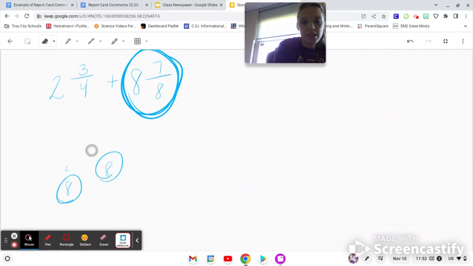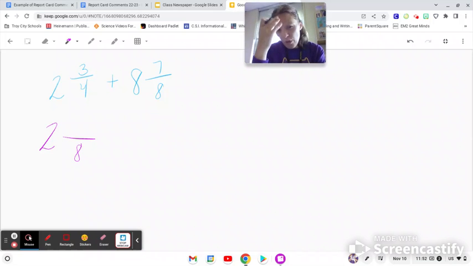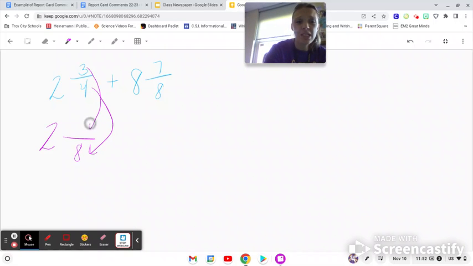So let me just erase this really quick. All right, let's rename my fourths as eighths. So I'm going to write it vertically. I'm going to ask myself, how many eighths are equivalent to 3/4. So I'll do this work. Well, 4 times 2 is 8. So what is 3 times 2? And that is 6. So here's my equivalent fraction to 3/4.